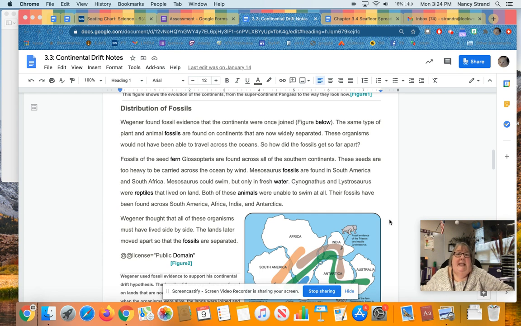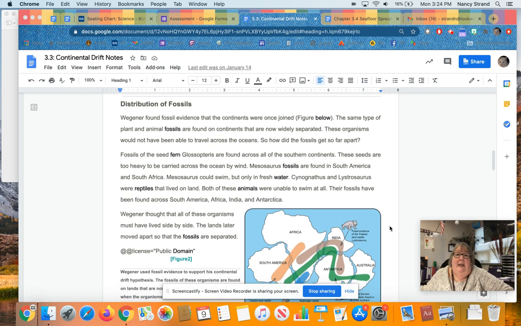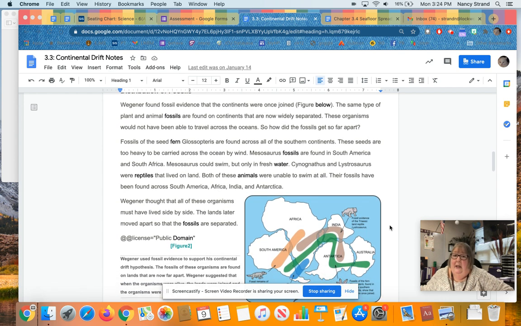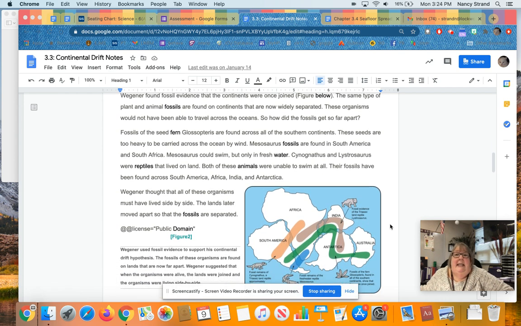Fossils from the seed fern Glossopteris are found across all of the southern continents. These seeds are too heavy to be carried across the ocean by the wind. Mesosaurus fossils are found in South America and South Africa. Mesosaurus could swim, but only in fresh water. Cynognathus was a reptile that lived on the land.